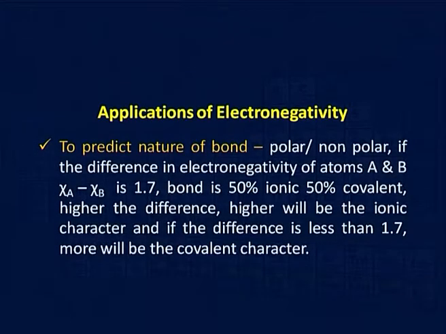So, if the difference in the electronegativity of the atoms A and B, that is chi A and chi B, is 1.7, then the bond is 50% ionic and 50% covalent. If the difference is more than 1.7, then the ionic character will be higher. If the difference is less than 1.7, then the covalent character will be more. So, with the difference in the values of electronegativity, we can predict whether the bond is more ionic in nature or more covalent in character. But if the difference is 1.7, then it is 50% ionic and 50% covalent.